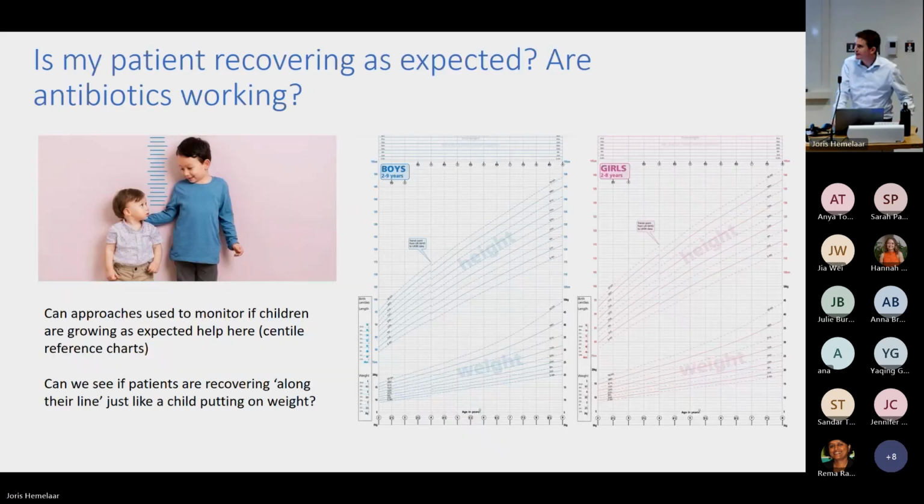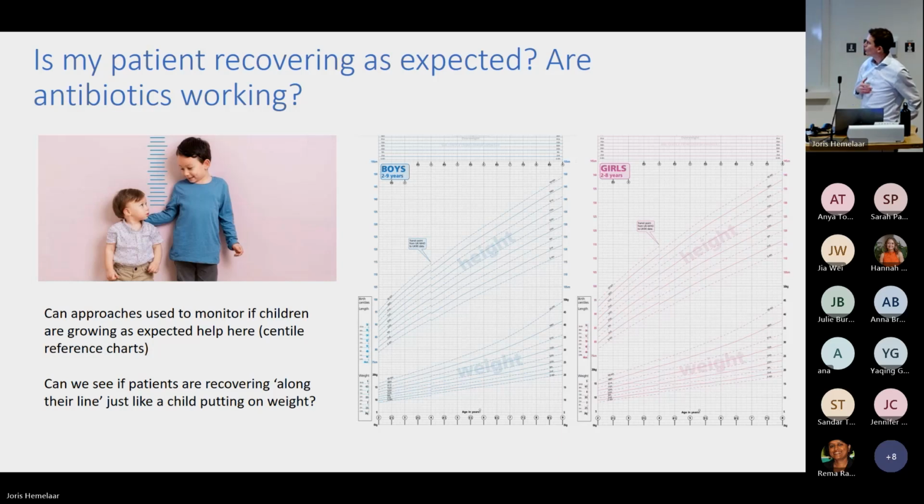So the next question is, well, how do I know that my patient's recovery is expected? Are antibiotics working? This is something I get asked. We go around and we give advice to people within the hospital, whether it's in the intensive care unit or in particular wards, and they say, well, you recommended giving this particular antibiotic. How do I know it's working? When will I know it's working? And people have very different responses to infection, but what would be quite nice is to have some unified way of saying, are antibiotics working?